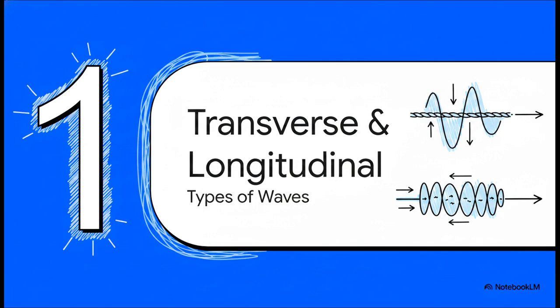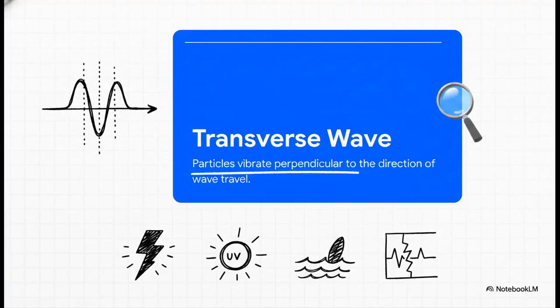Let's look at the types of waves. Okay, so the absolute bedrock idea you need to internalize here is that all waves transfer energy from one place to another without actually transferring matter. But how they do that? Well, that falls into two main categories. Let's start with a transverse wave.